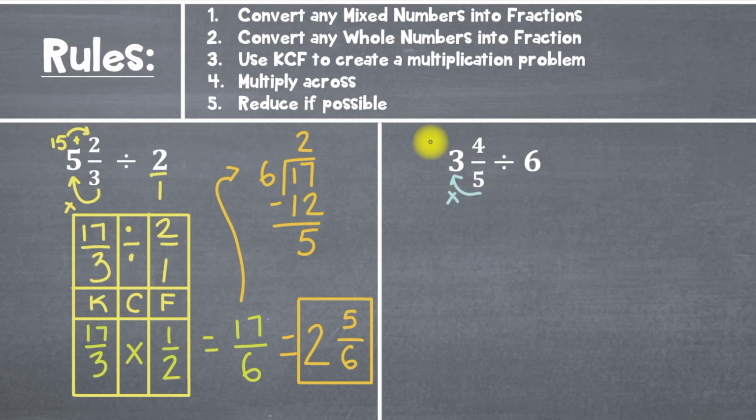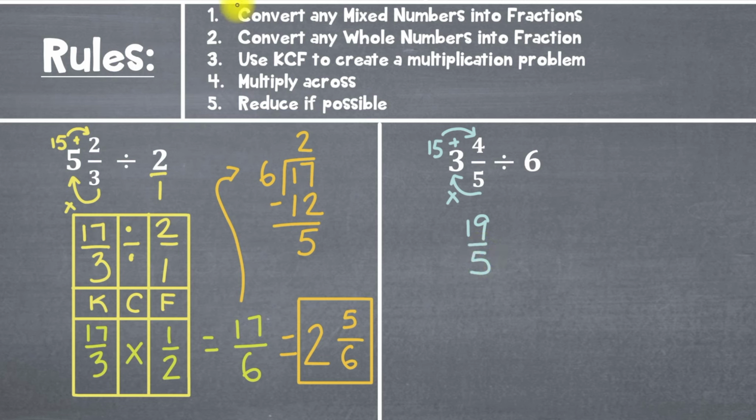And that's going to give us 15. Next, we're going to add the numerator in our fraction of the mixed number. And 15 plus 4 equals 19. So we'll write that here. And then our denominator is just going to get kept the same. So it's going to be 19 over 5.